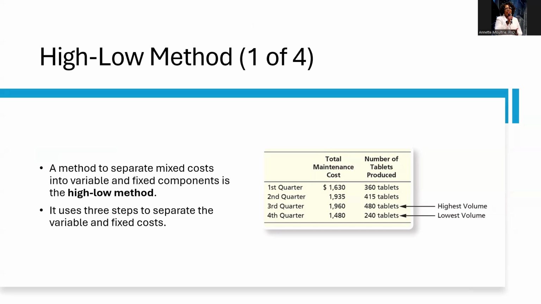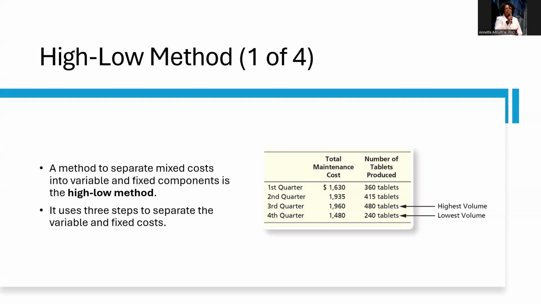High-low method. Now, when businesses have mixed costs, it is useful to separate them into fixed and variable components to support planning and decision-making. Now, one simple way to do this is by using the high-low method, which identifies the highest and lowest levels of activity within a given period. So, an example of the high-low method applied to maintenance costs.